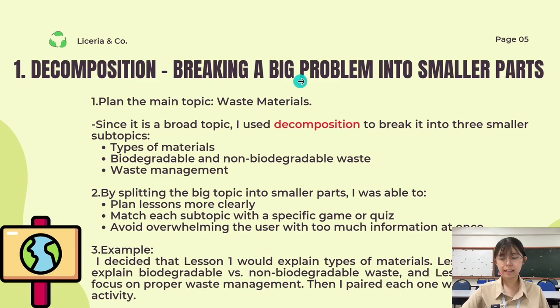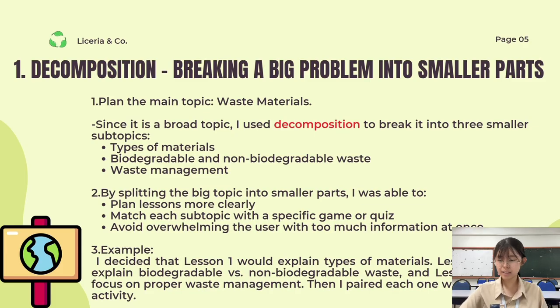So the first thing that I did was plan a main topic, which is waste material. Since it is a big topic, I used decomposition to break it into 3 smaller parts. Part number 1 is types of material, part number 2 is biodegradable and non-biodegradable, and number 3 is waste management. By splitting the big topic into smaller parts, I was able to plan lessons more clearly, match each subtopic with a specific game or quiz, and also avoid overwhelming the user with too much information at once.